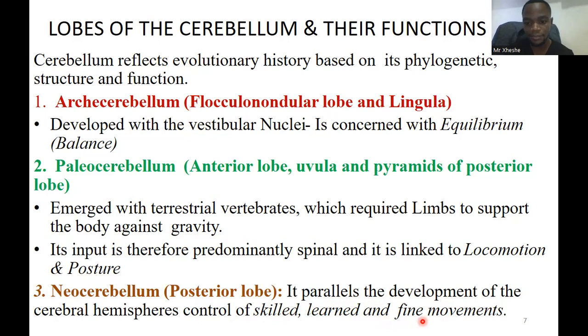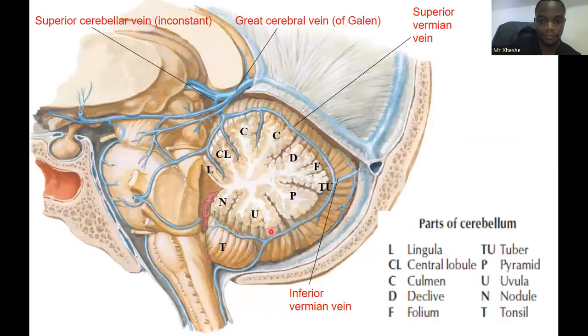Those are fine skills that require proper adjustment of muscles and coordination of these muscles with the nervous system. So this is the latest part of the cerebellum: the declive, the folium, and the tuber. So this later evolved and it's found in human beings.